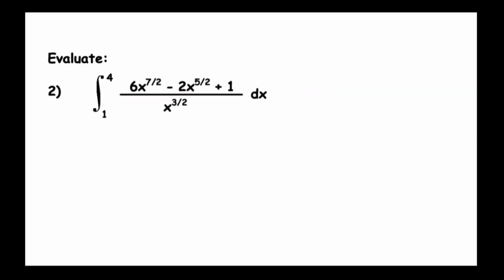In number 2, I have a fraction. And really, that x to the 3 halves that's down there, you could split this up into 3 different things. You could think of it as being this, which would be 6. But remember from Algebra 1, you subtract the powers when you divide. 7 halves minus 3 halves is 4 halves, which is just 2. So this is going to be 6x squared.